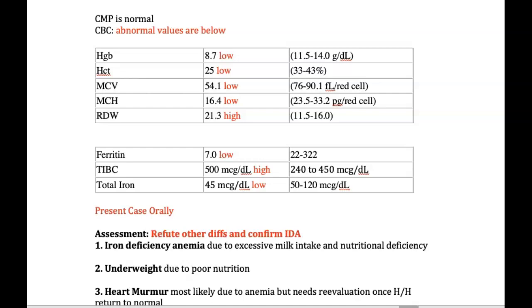He's low on his stores. The ferritin is 7. He's really trying to compensate. The total iron binding capacity is high at 500, and his total iron is low at 45.